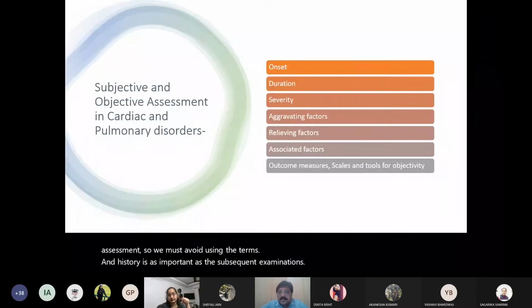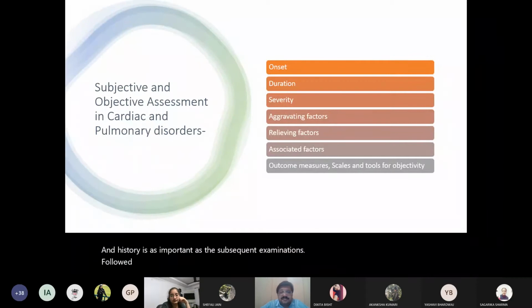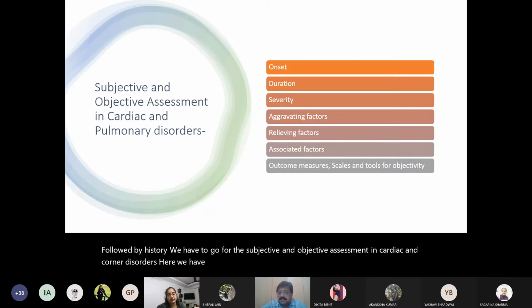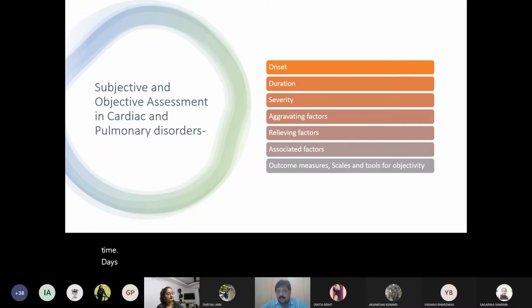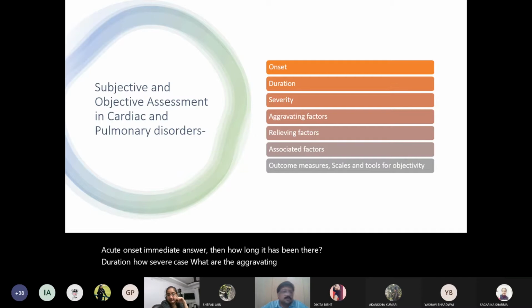subsequent. Followed by history, we have to go for the subjective and objective assessment in cardiac and pulmonary disorders. Here we have to check the onset, sudden onset over a period of minutes to time, days, months or years. Acute onset, immediate onset. Then how long it has been there, duration, how severe it is, what are the aggravating factors, relieving factors and associated factors, subjectively.